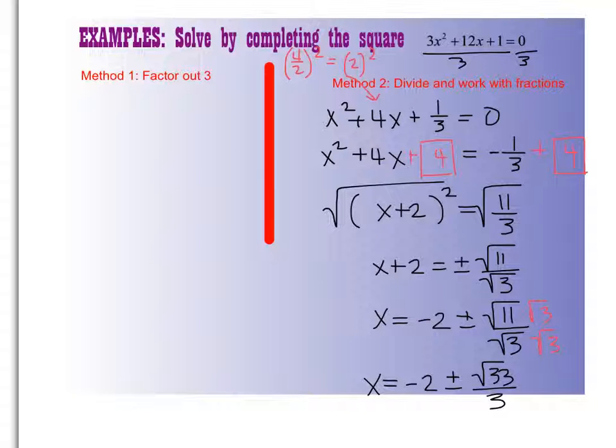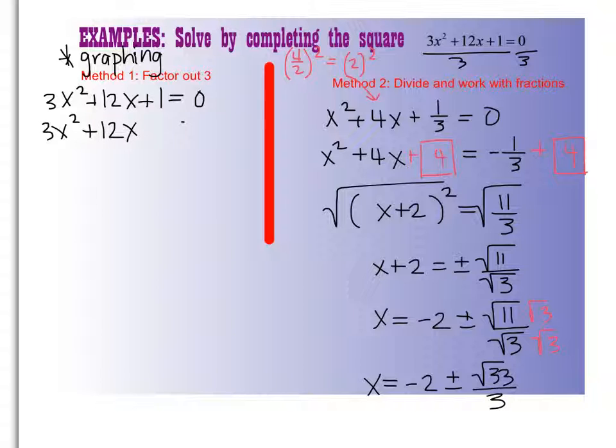Now, another method that you do need to know, because we're going to be using this method when we start graphing quadratics later, is where we deal with that leading coefficient in a little different way. So let me show you this way. We have 3x squared plus 12x plus 1 equals 0. So in this method, you go ahead and just move the constant over first. So I'm going to subtract 1 from both sides. Now, I can factor a 3 out on the left-hand side because 3 goes into both 12 and 3.